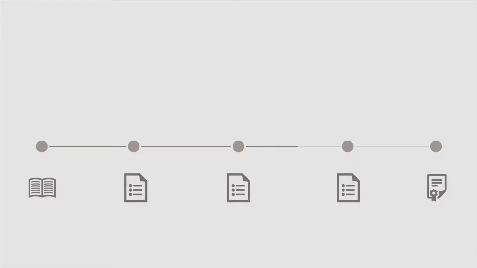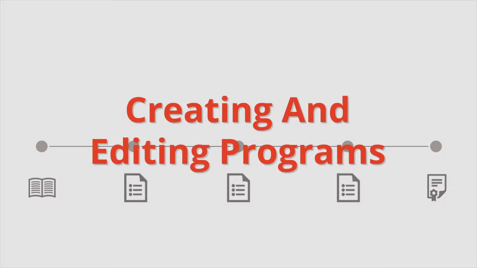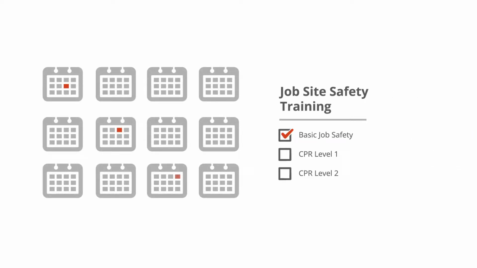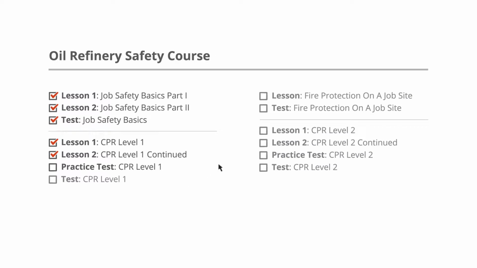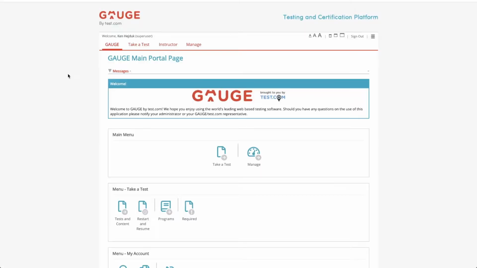In this video, we will talk about creating and editing programs in Gauge. Oftentimes, testing and certification is an ongoing process. Gauge makes it easy to manage that process over time through programs or courses. Using programs, you can set up sequential lessons and tests and control how or when they can be accessed and in what order through prerequisites.